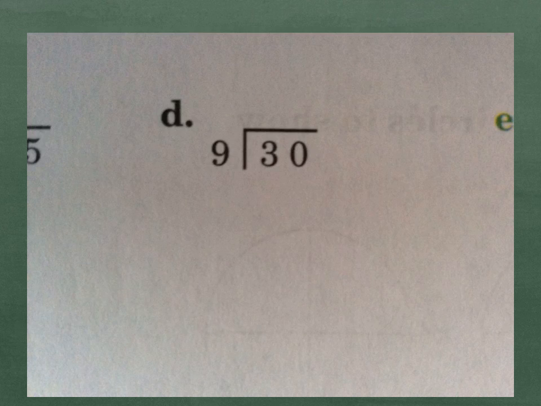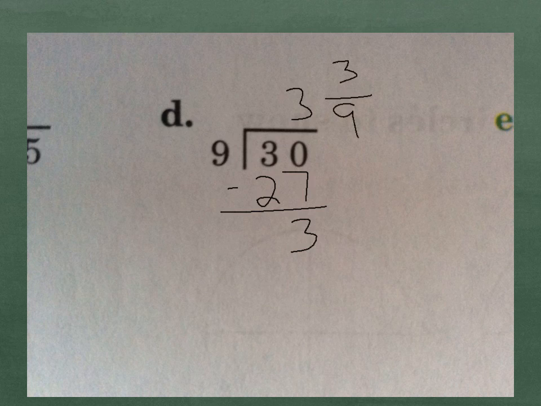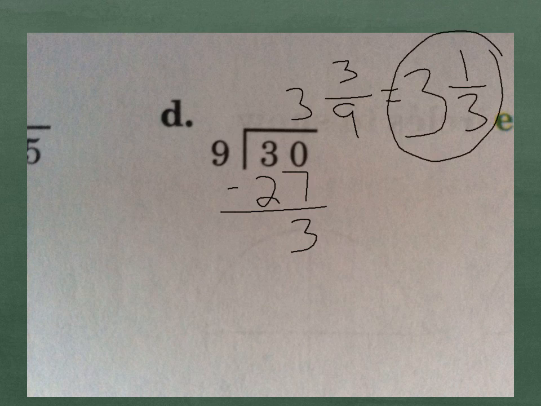D. 9 goes into 30 3 times. 9 times 3 is 27. So your remainder is going to be 3 ninths. 3 and 3 ninths. Now, something we need to do here is 3 ninths can be reduced. 3 goes into 3 one time, 3 goes into 9 3 times. So our answer is 3 and 1/3.